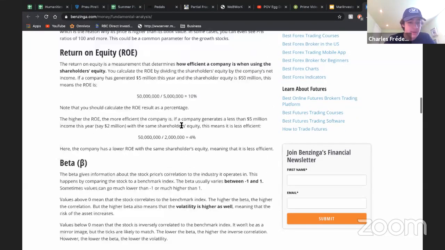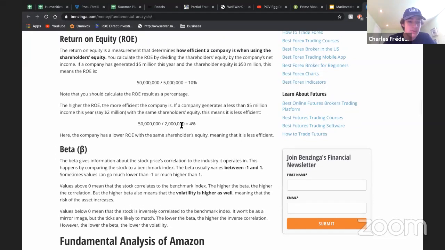Yeah, return on equity: how efficient a company is when using shareholders' equity. There are a lot of calculations in the quantitative component, but it's really efficient. Now, the example I want to show you is the fundamental analysis of Amazon. I'm talking a lot about Amazon, but it's a really good example.